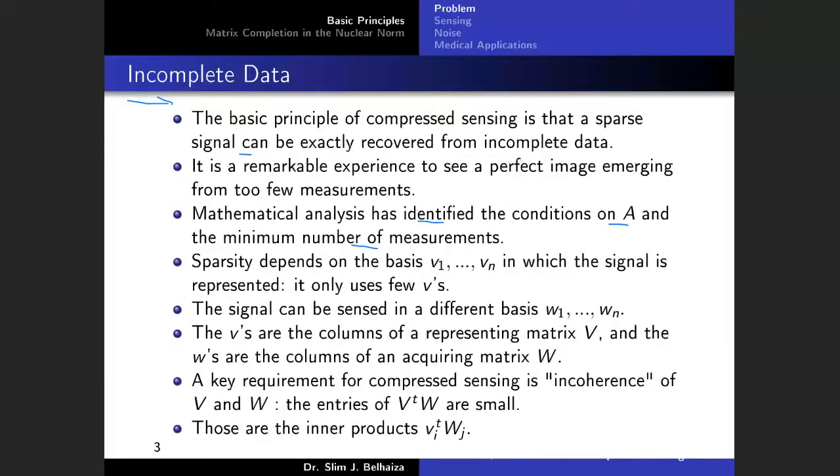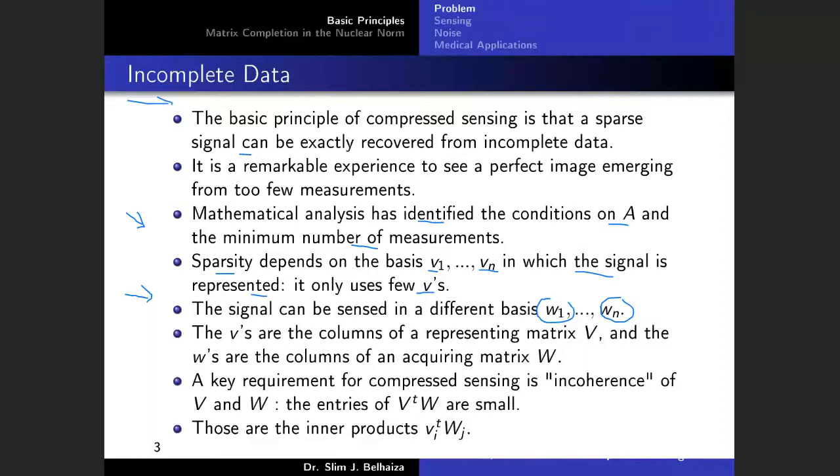appear or emerge. So in fact, the sparsity depends on the basis, as you've seen, V1 till Vn, in which the signal is represented. And it uses, in fact, few V's. The signal here can be sensed in a different basis, which we may call W1 to Wn. Here we're using the terminology of signals because the field came as a kind of field between electrical engineering, computer engineering, and medical applications. So we are trying to measure signals. Okay? But from our mathematics point of view, it's about just finding numbers, filling in matrices.